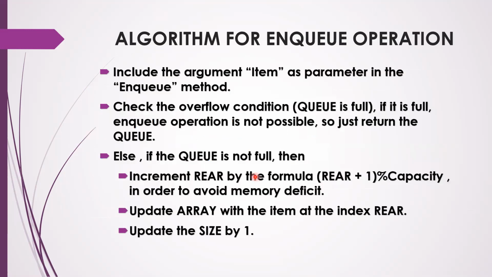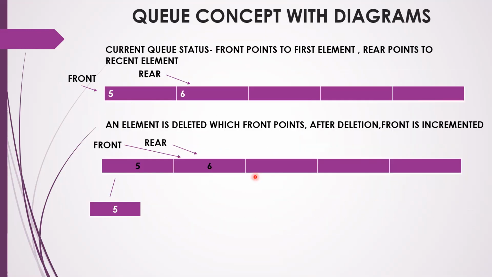For example, I am pointing to, as you can see, this is 0, 1, 2, 3, 4. Here 4, right? So 4 modulus, the capacity is 5. So 4 modulus 5: you can divide 4 by 5, and then you have to get the remainder, and that remainder you have to move on.